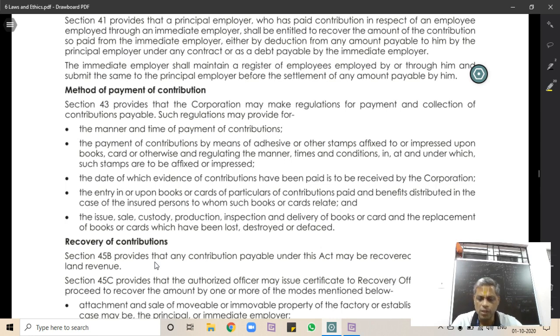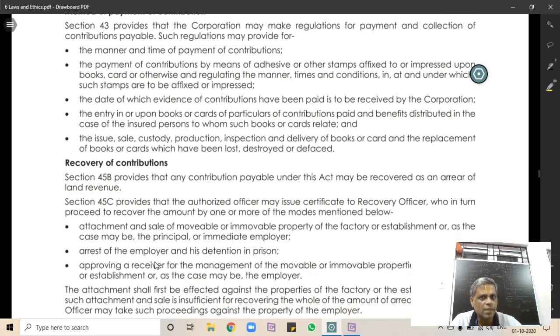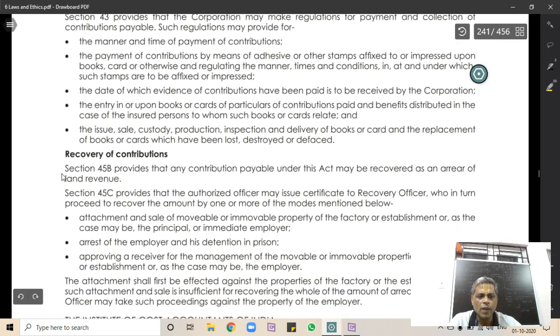Recovery of contributions. This is a quite interesting topic. Section 45B provides that any contribution payable under this Act may be recovered as an arrear of land revenue.